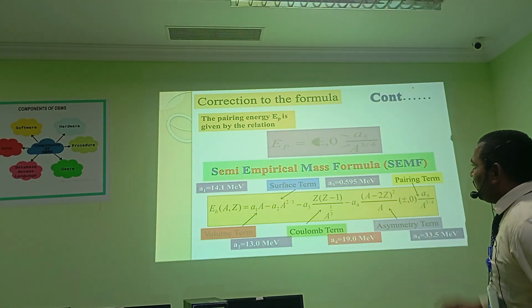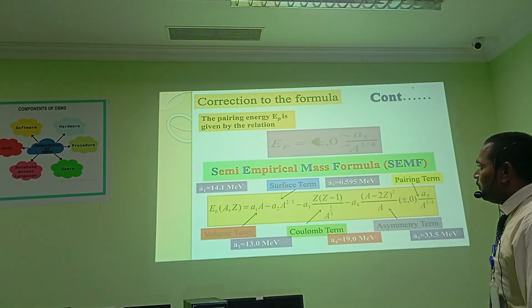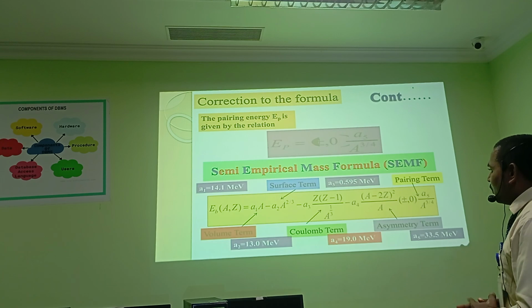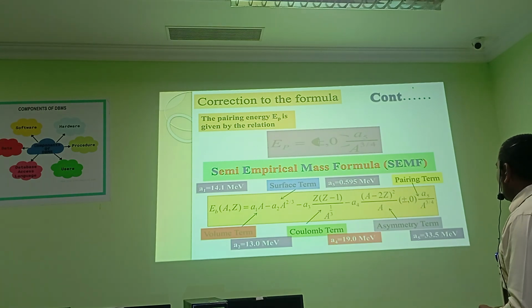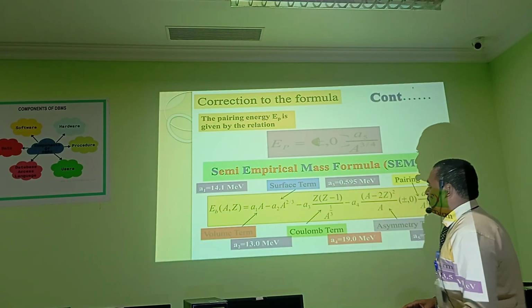This is connected to the pairing term of the semi-empirical mass formula, where A1 is equal to 14.1 MeV. The formula includes the surface term, Coulomb term, volume term, asymmetry term and the pairing term, which overall give the energy of the semi-empirical mass formula.